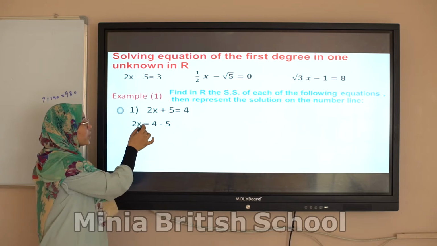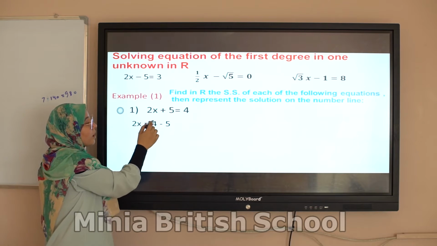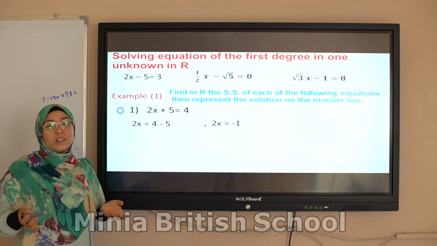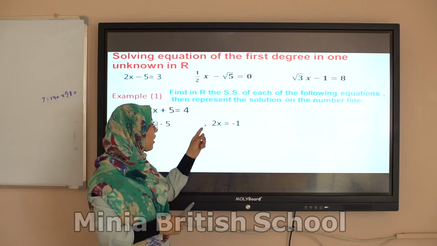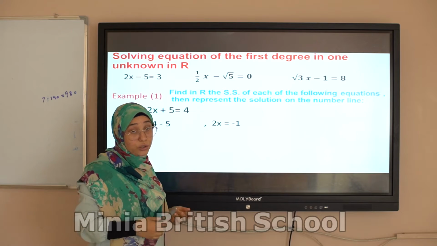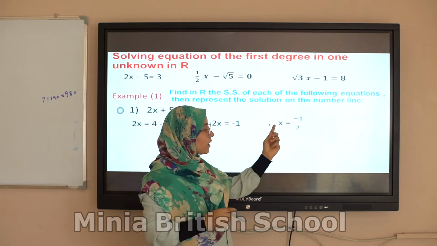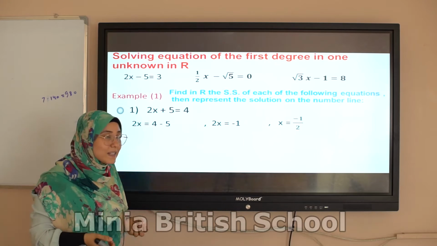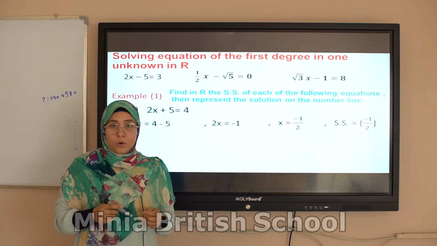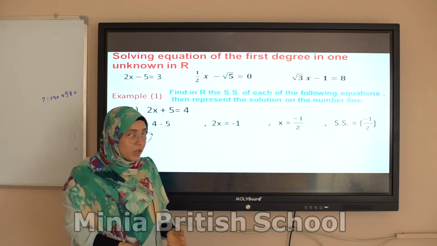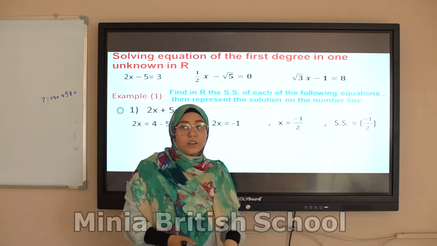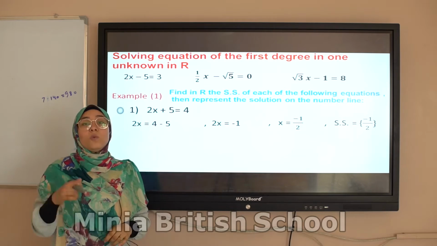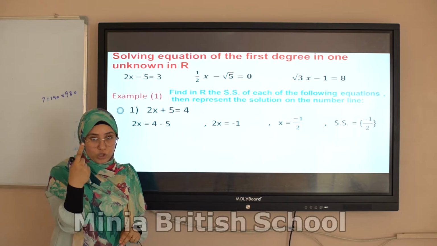So I will move the constant to the other side with the opposite sign. Like this: 2x equals 4 minus 5, okay? We get 2x equals negative 1. Now we can divide both sides by 2. So x equals negative 1 over 2. So the solution set is negative 1 over 2, or negative half. Here we note the equation has only one solution, a unique solution, okay?